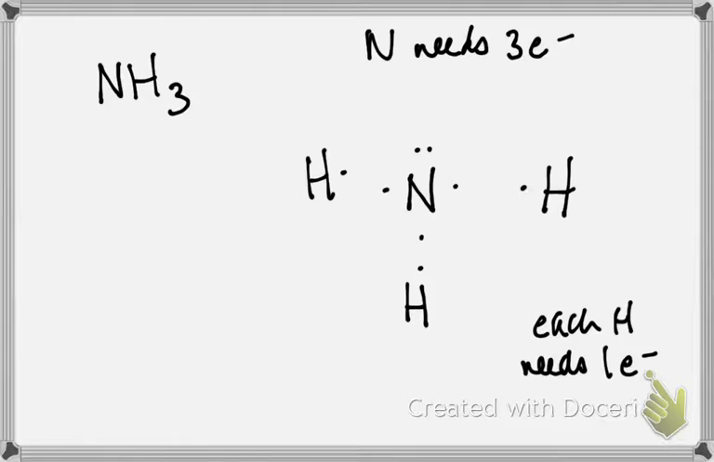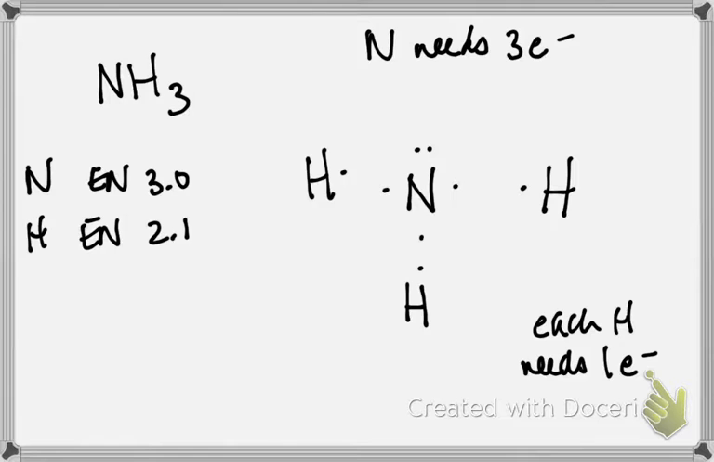Now we have to figure out, since every atom is always out for itself, and it will steal electrons if it can, if the nitrogen and the hydrogens do come together, is one of them going to be able to steal an electron from another one, or are they going to have to share them? And the way that we determine that is by knowing the electronegativities. So nitrogen's electronegativity is 3.0. Hydrogen's electronegativity is 2.1.